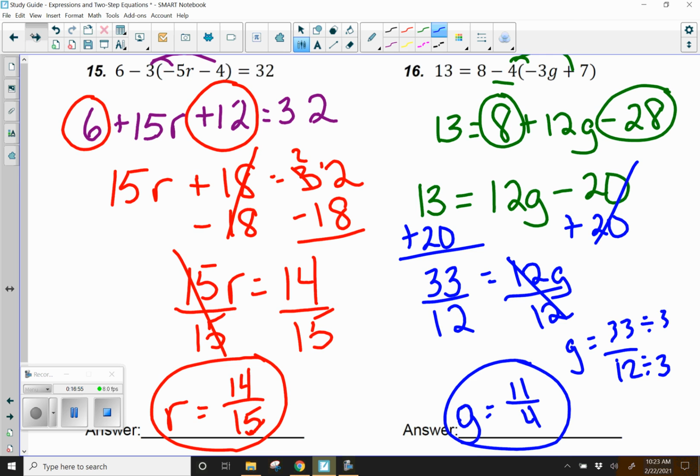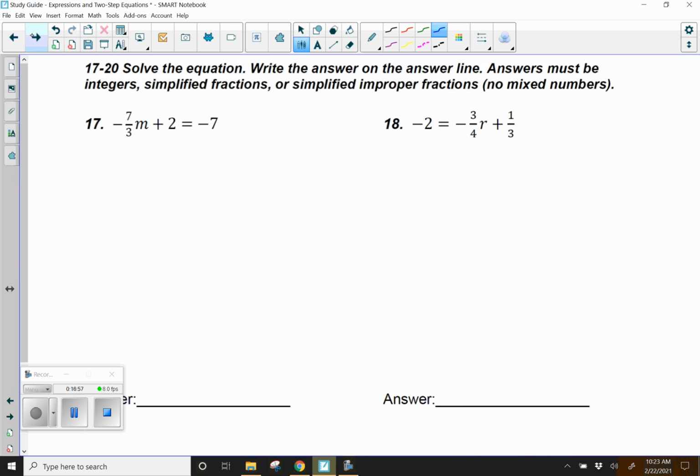Okay, moving on to the last page. We had a few more equations here. So again, we want to eliminate our constant first. I'm going to subtract 2 on both sides. That leaves us with -7/3 m equals -7 minus 2. Be careful, keep change, leaves us with a -9.